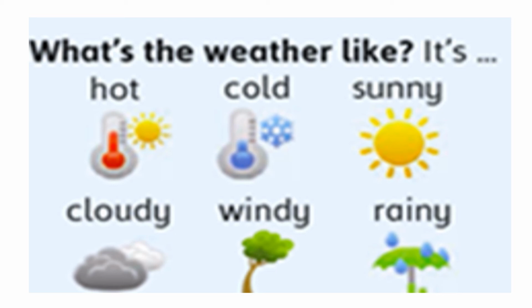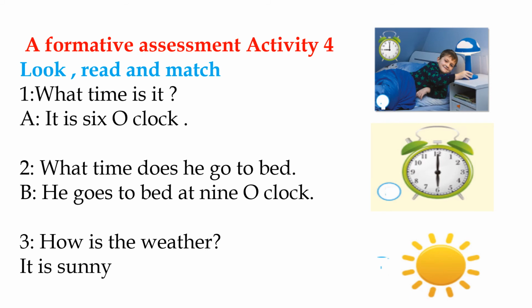Hot, cold, sunny, cloudy, windy, rainy. Now we come to do affirmative assessment activity number 4 in your enriching exercises note. Look, read and match. What time is it? It's 6 o'clock. Yes, very good. Picture in the middle. What time does he go to bed? He goes to bed at 9 o'clock. Picture number 1. How is the weather? It is sunny. The last picture.